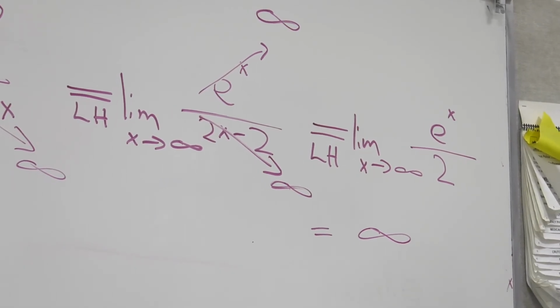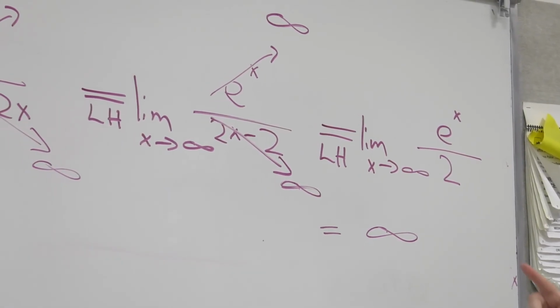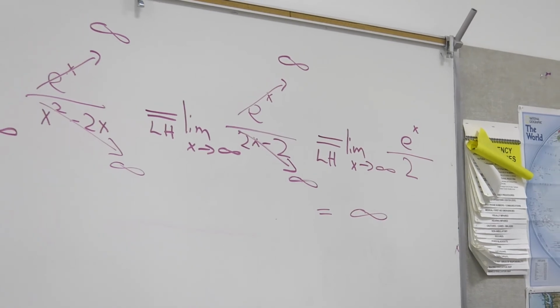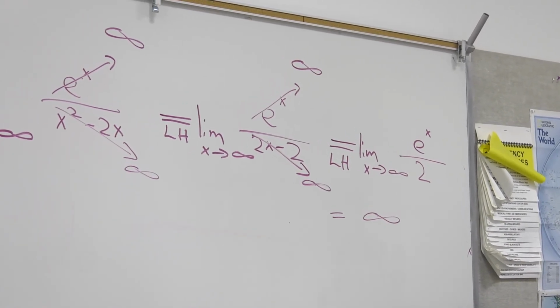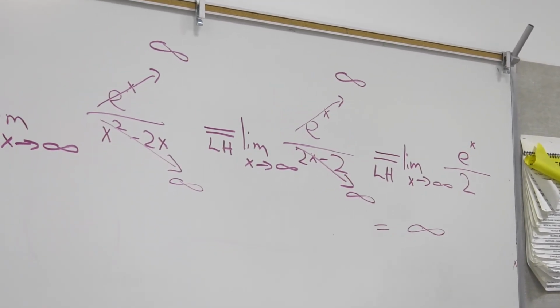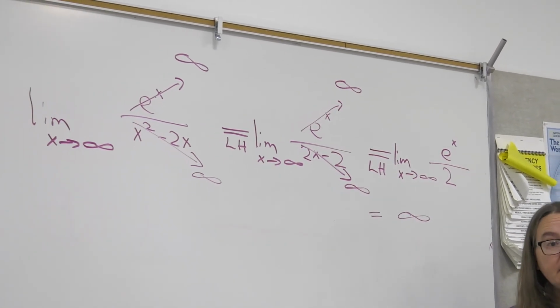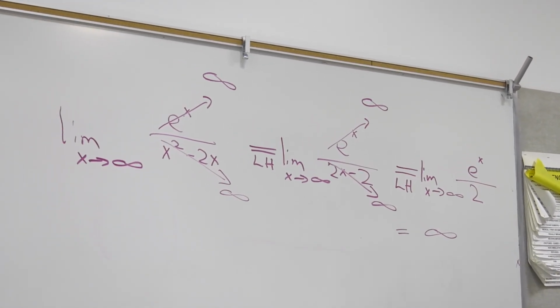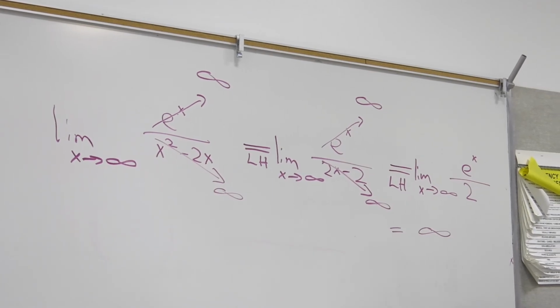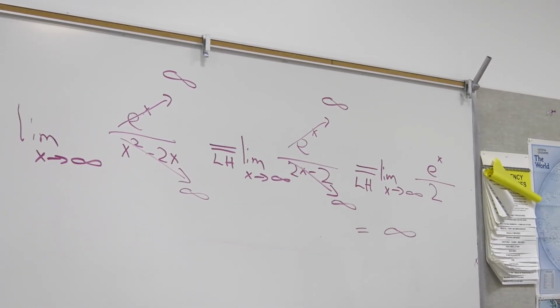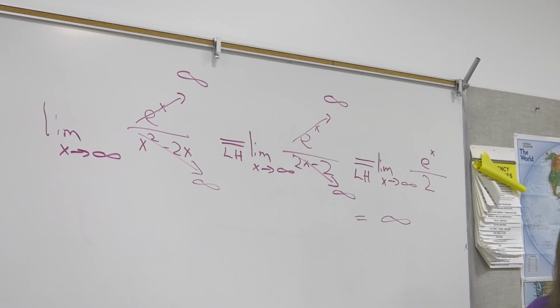and so this limit is infinity. So you may need to use L'Hopital's rule more than once in evaluating a limit, and that's perfectly legal. So L'Hopital's rule applies for indeterminate quotients, 0 over 0, plus or minus infinity over plus or minus infinity. And that's it for this video.